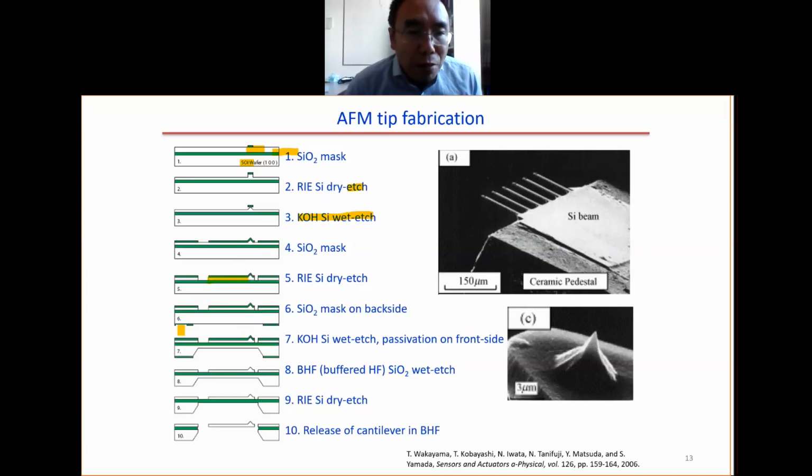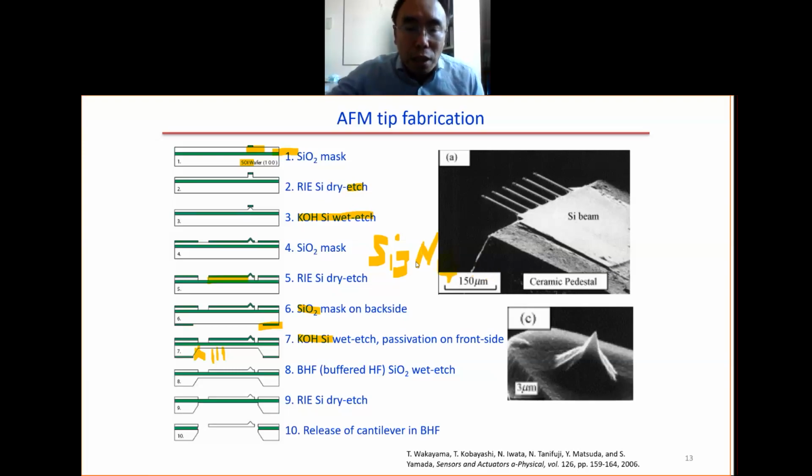Then you pattern the oxide mask on the backside. Then you KOH etch the silicon. You KOH etch silicon, this part here. This tapered plane here is the 111 plane. Here they use the oxide as the mask. But actually we know that oxide is not a very good mask for KOH etching. The best mask material for KOH etching is nitride.